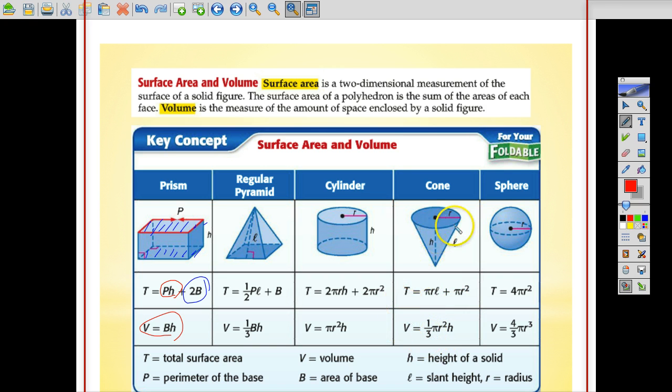When we're talking about slant height, it's not the height h, it's actually this length here. For the volume of a cone, 1/3 pi r squared times h. And then for a sphere, the total surface area is 4 pi r squared. For the volume, 4/3 pi r cubed.